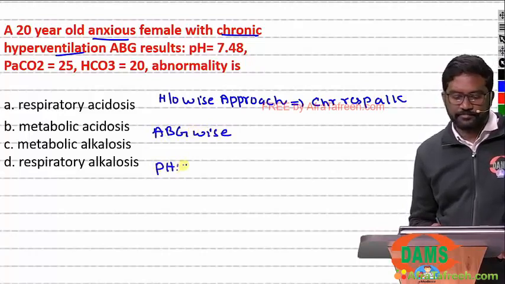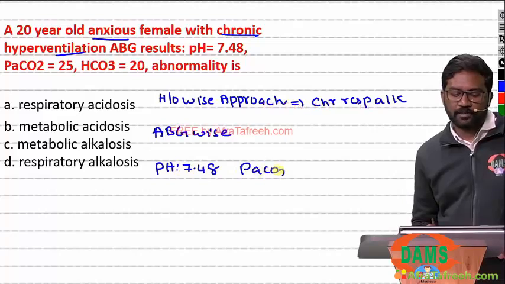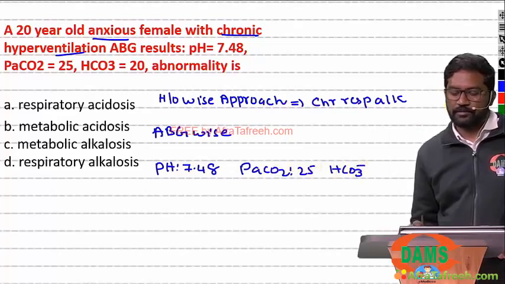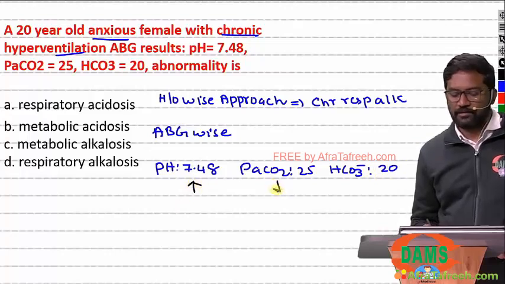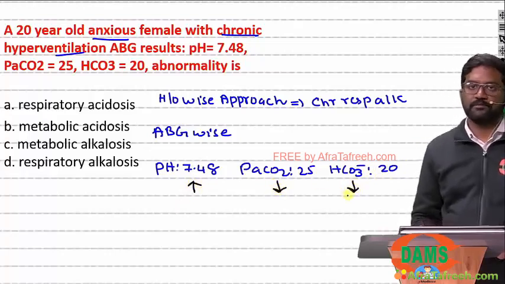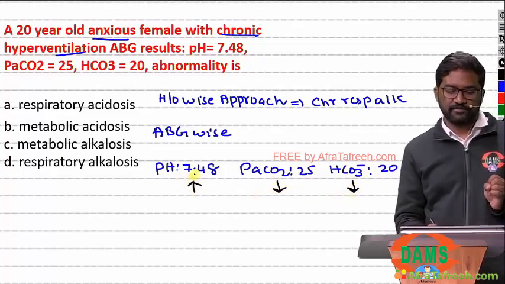pH 7.48, PaCO2 25, bicarbonate 20. Quickly draw arrow marks. Increased, reduced, reduced. So anywhere, first step, see the pH.